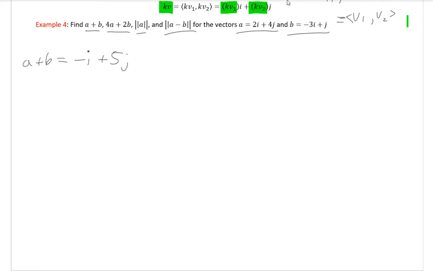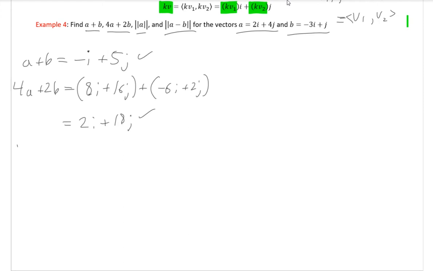The next one asks for 4a plus 2b. Well, 4a is going to be 2i plus 4j times 4, which is 8i plus 16j. And then 2b is going to be negative 6i plus 2j. That will give us 8i minus 6i, which is 2i, and 16j plus 2j, which gives us 18j. That's two of those done.